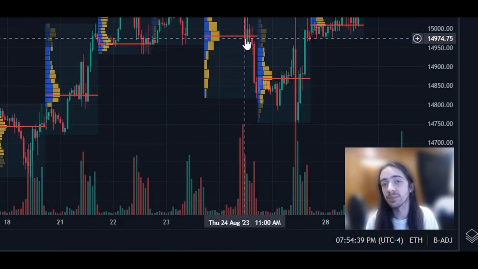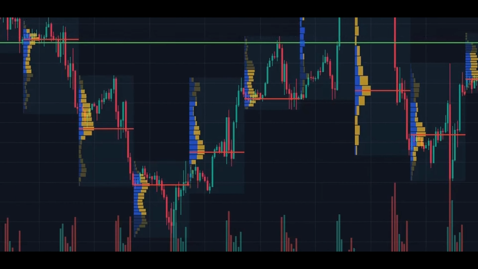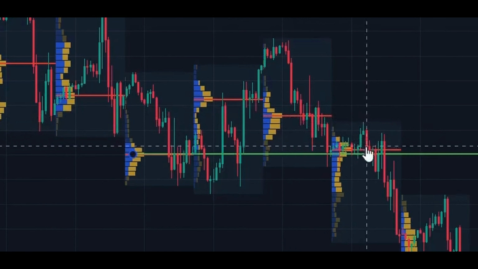They're not going to be perfect every time, especially if you're using the session volume profile, because you're going to get a new volume profile point of control every day. If you're doing the session volume profile, you're going to get one here, you're going to get one here, you're going to get one here.